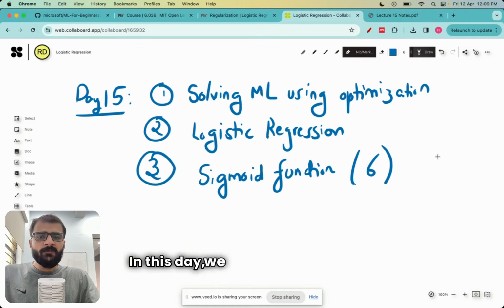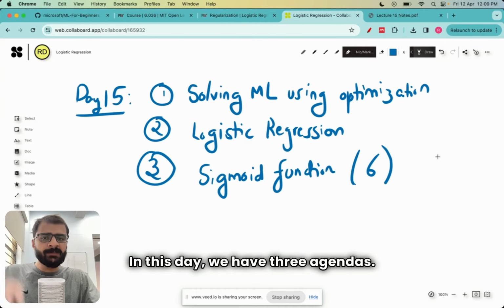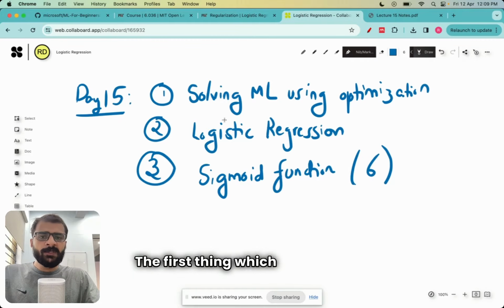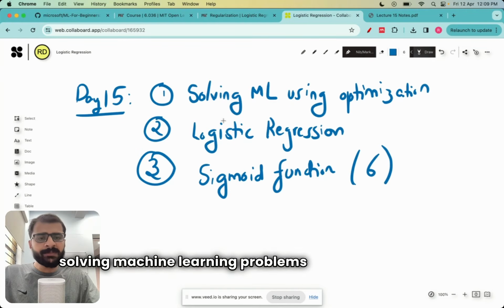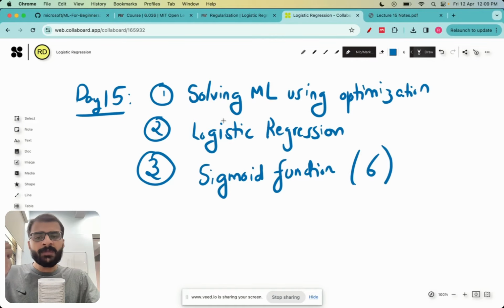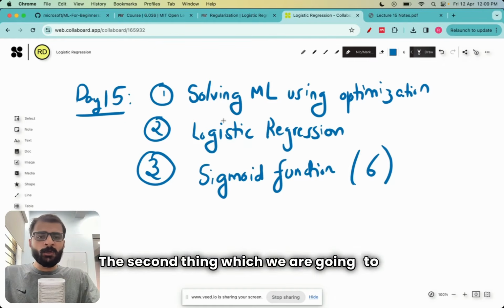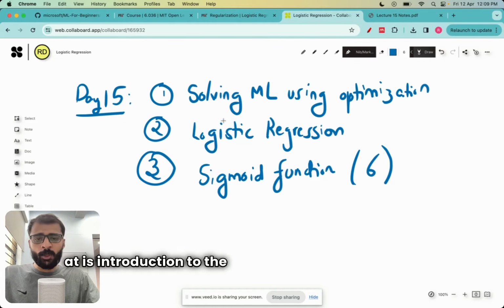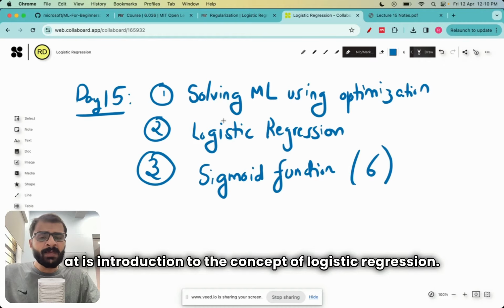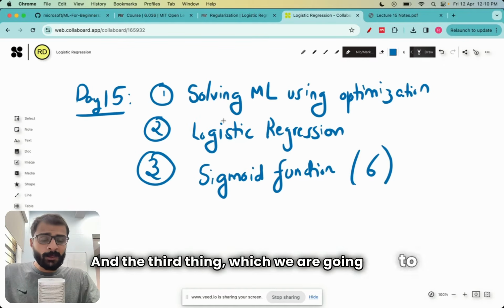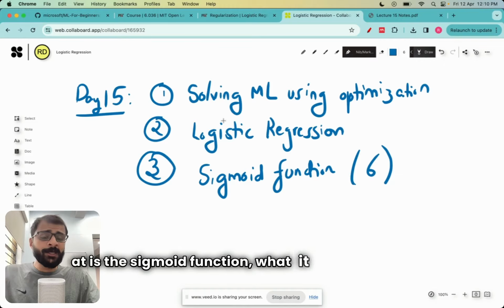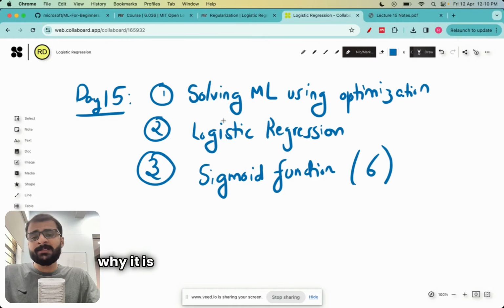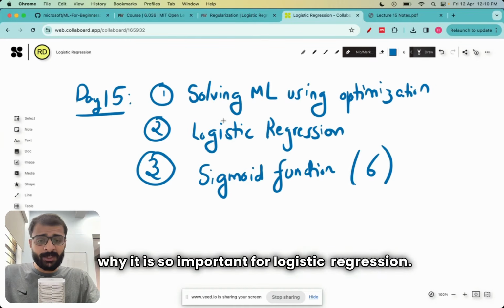In this day, we have three agendas. The first thing which we are going to look at is this idea of solving machine learning problems using optimization. The second thing which we are going to look at is introduction to the concept of logistic regression. And the third thing which we are going to look at is the sigmoid function, what it really means, and why it is so important for logistic regression.